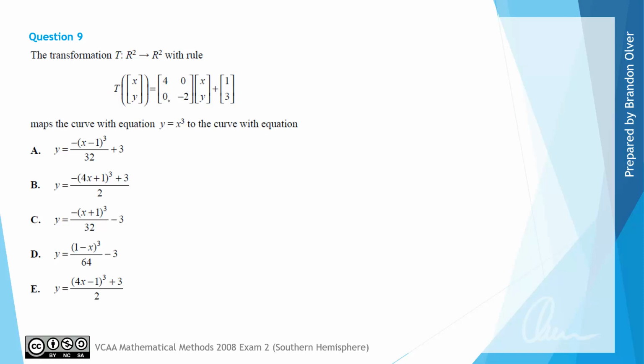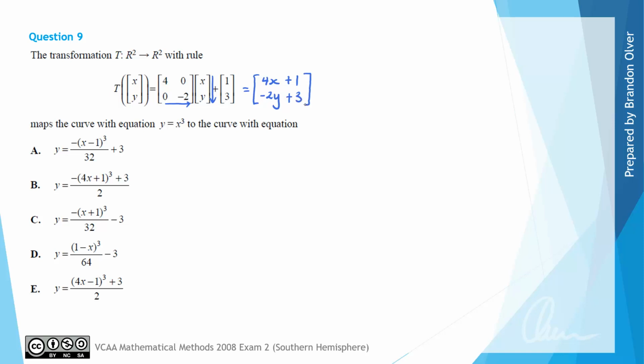We want to multiply those two matrices together and then add the third one on. The way that we multiply a matrix is we take a row and multiply it by a column. So this gives 4 times x, so we get 4x, plus 0 times y, and then we add 1. Then we take our next row and multiply it by a column. So 0 times x gives 0x, plus minus 2 times y, so we get minus 2y, and then we get the plus 3 from that matrix at the end.